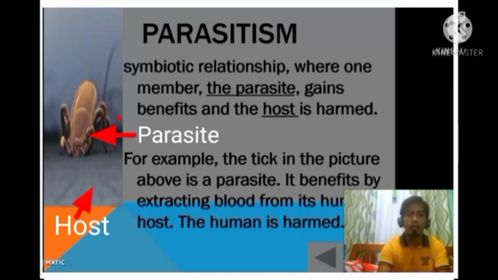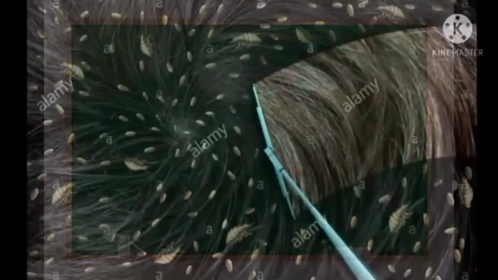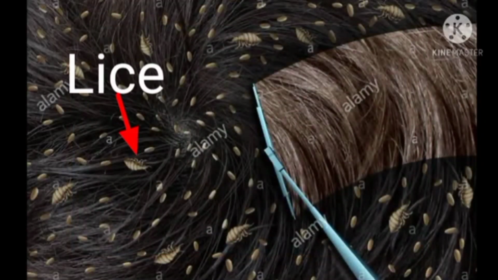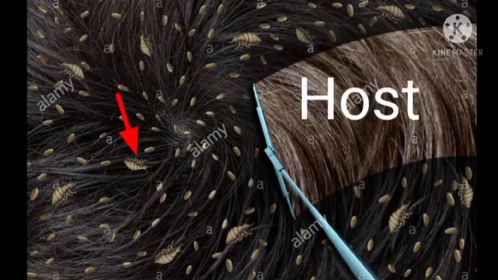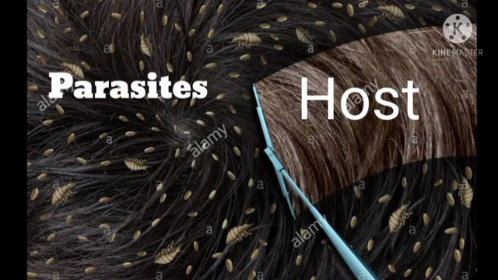So the organism that is being benefited is the tick, while the organism that is being harmed is the human. So the human serves as the host, while the tick serves as the parasite. In humans, the head lice are the obligate ectoparasite. The lice attach to the human hair until they grow and suck the blood in our head for their own nutrients. In this relationship, the host is the human, while the parasites are the lice.